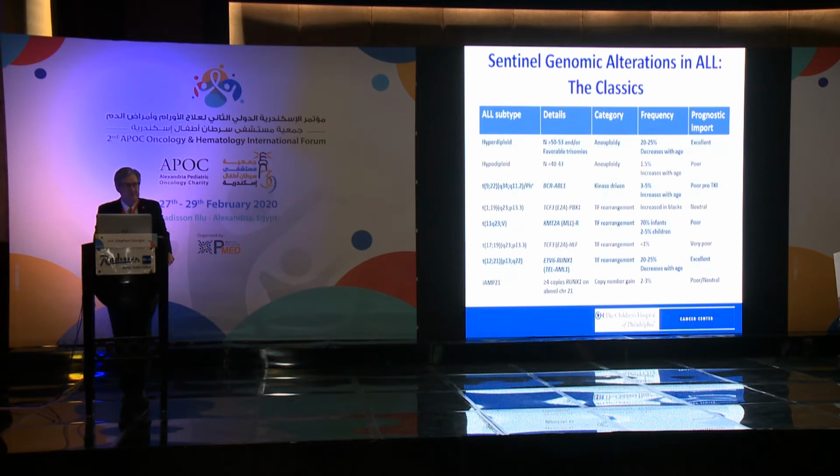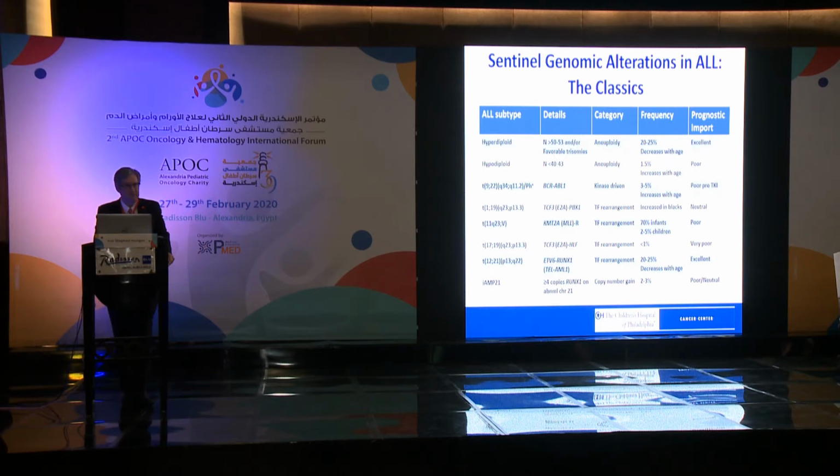This lists some of the sentinel genetic lesions we see in ALL, and I've called these the classics, ones we've known about for many years. Hyperdiploidy, which can be defined as greater than 50 or greater than 53 chromosomes, or our group, the Children's Oncology Group, focuses particularly on favorable chromosome trisomies. This occurs in about a quarter of children with ALL and decreases in incidence with age, and is associated with an excellent prognosis. In contrast, hypodiploidy, so having less than 40 to 43 chromosomes, is uncommon, about 1 to 2% of cases, more common in teenagers, and is associated with a very poor prognosis. And I would say here that hypodiploidy is not 45 chromosomes.